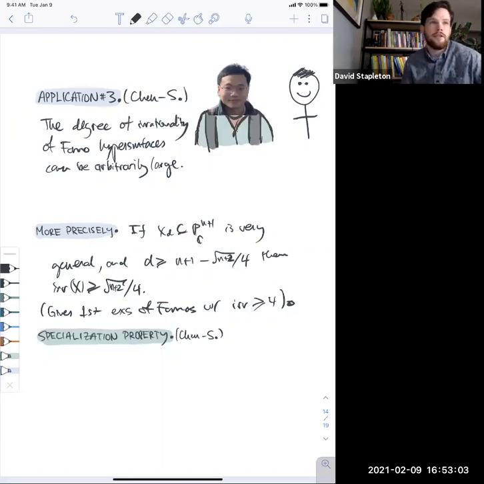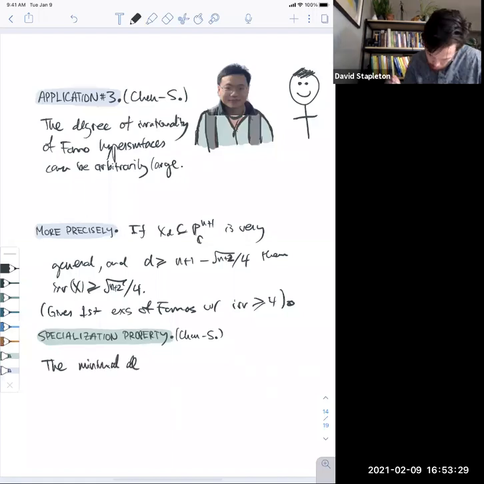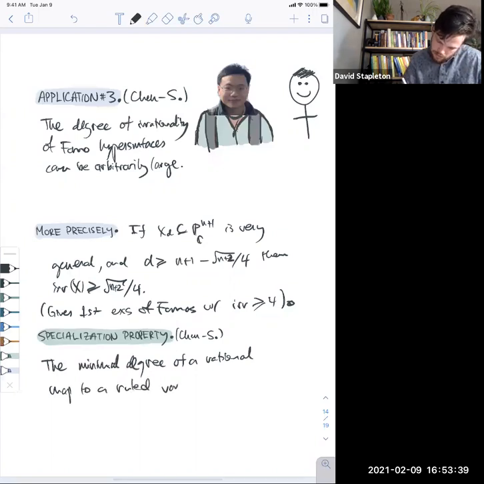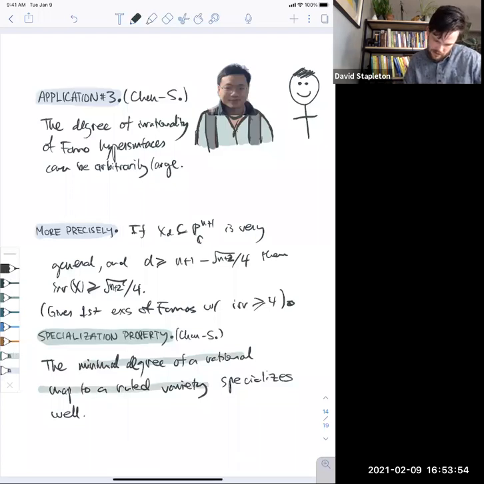Okay, but in understanding how this argument works, we wanted to go to characteristic p, so we first want to start out by using some specialization property, or some property that specializes well and which will control the degree of irrationality. So in this case, the property that specializes well is the minimal degree of a rational map to a ruled variety. So this is the property we use.